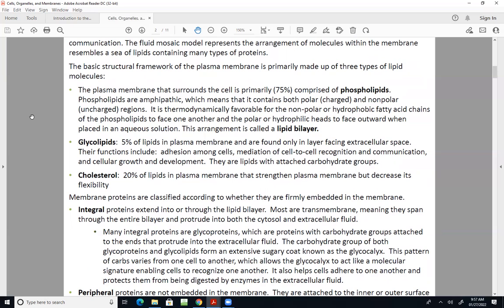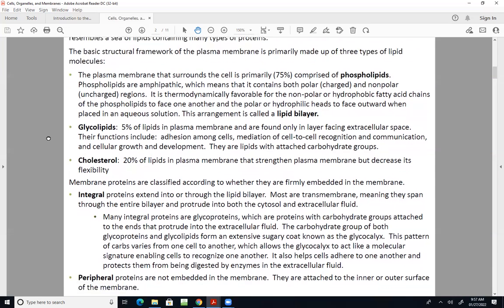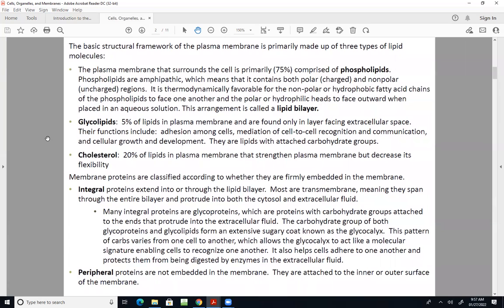And it is made up of fats or lipids. Fats and lipids are the same thing, and proteins that kind of float around. The model that describes this relationship and arrangement of molecules is called the fluid mosaic model. So let's talk about the fats and the proteins that make up the basic framework for the plasma membrane. Once again, lipid, same thing as a fat.